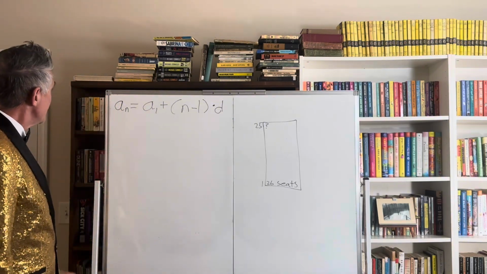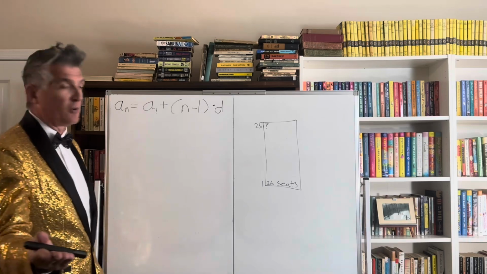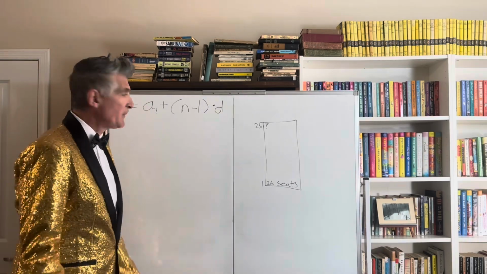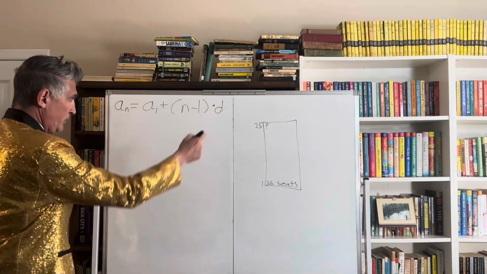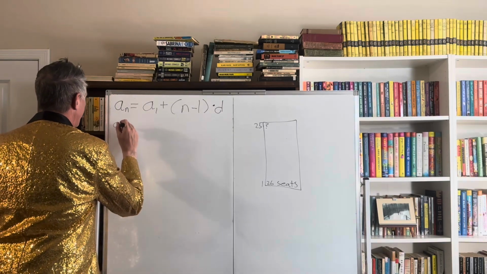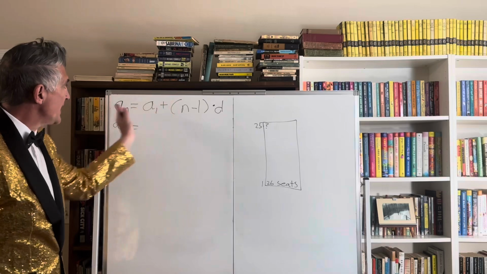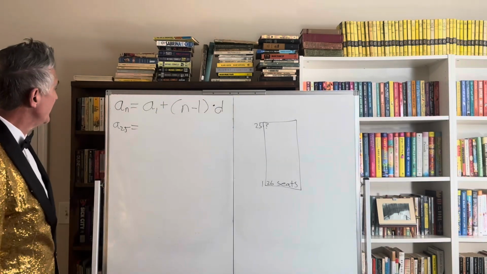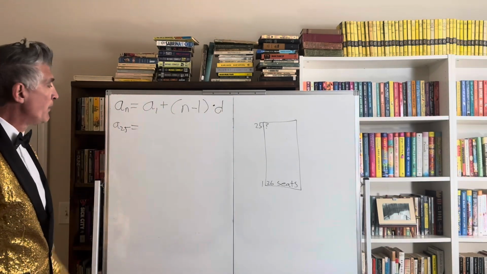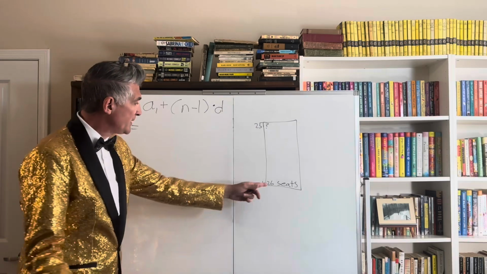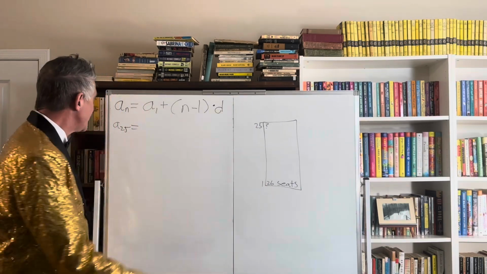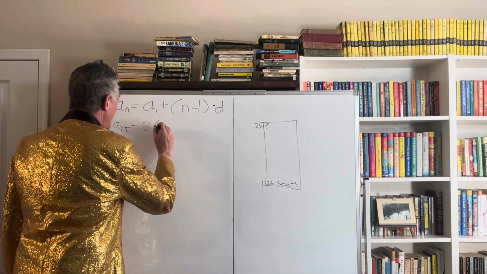All right, well, our a sub n number is what? Well, that's our total, isn't it? That's the 25. So we can now make n equal to 25. So let's just do that. All right, we've got a sub 25 is equivalent to all of this mess. What is all this mess? Let's just plug in the numbers right now and take care of it. The a sub 1 is our very first number in the sequence. Well, we said that's 26 seats, so 26 is our first number in this sequence.